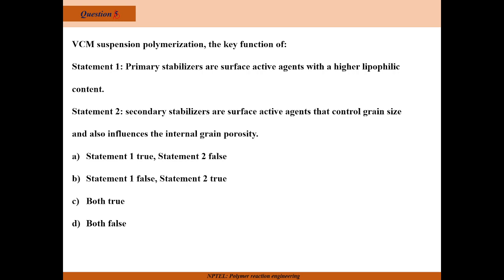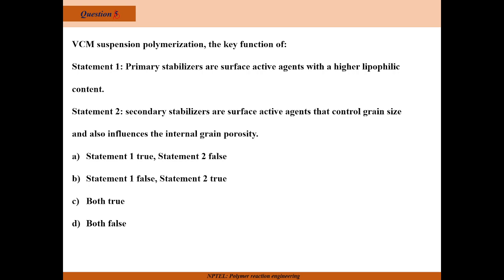Any idea? Here, the secondary stabilizers, I understand, are having the grain size control. Lipophilic only, that word, I'm not getting the meaning of it. Lipophilic, okay, with higher lipophilic content. Okay. Any suggestions from sir?